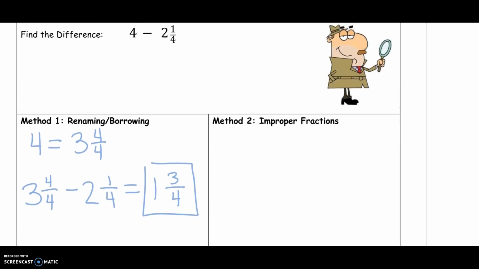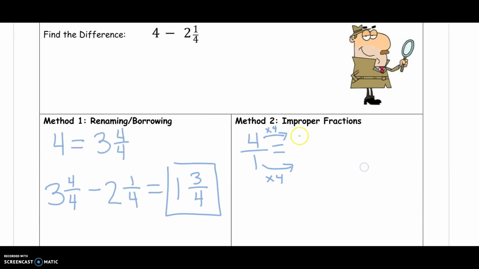The second method is improper fractions. Now, the number 4, remember, can be written as 4 over 1. So, I have a denominator again of 4 over here, so I would like my fraction to have a denominator of 4. So to make this an improper fraction, I'm going to multiply the numerator and the denominator by 4. And I get 16/4. Notice 16 divided by 4 is 4, so we know it's equivalent to our original number.